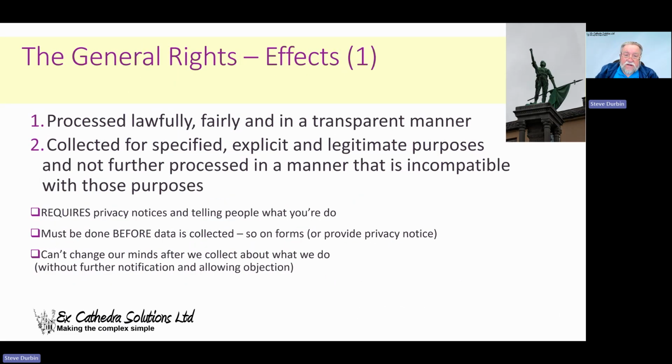The first 2 principles, which are lawful, fair and transparent processing, and specified, explicit and legitimate purposes and not further processed in incompatible manners, require that we have privacy notices and tell people what we're doing. It's got to be done before the data is collected. So you must have this detail at minimum on forms, or provide your privacy notice at the time you're collecting it. And we can't then change our minds about what we're going to do.